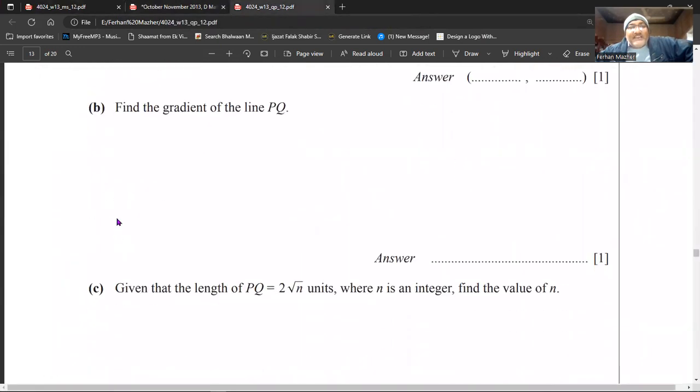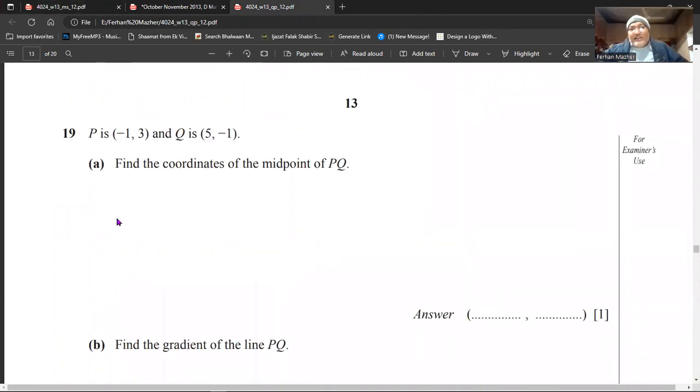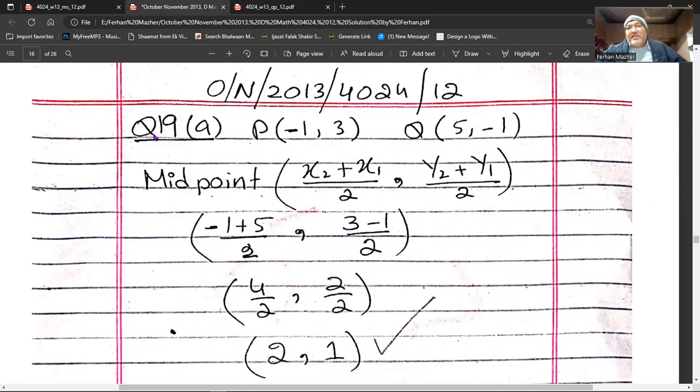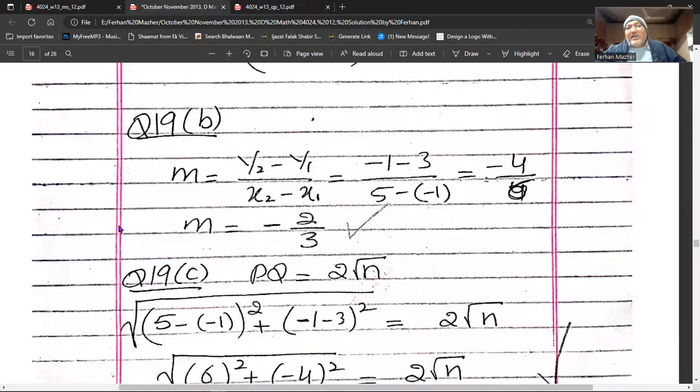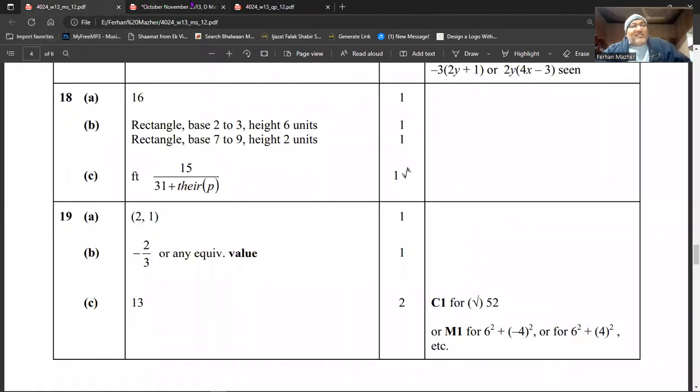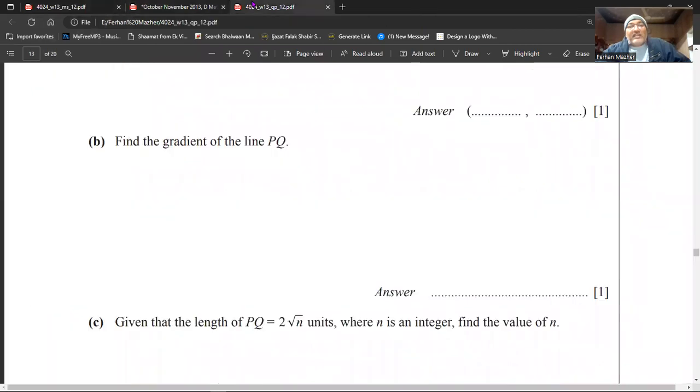B part, question number 19, he says find the gradient of the line PQ. Because I know the coordinates of P and Q, the formula for the gradient of a line is very simple: y2 minus y1 divided by x2 minus x1. So it will be minus 1 minus 3 divided by 5 minus minus 1, and that will be minus 4 divided by 6, because 5 plus 1 is 6. Cancelling with the table of 2, you get minus 2 by 3. So the gradient is minus 2/3. This is the solution of the 19B part.